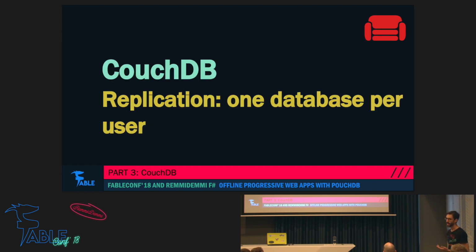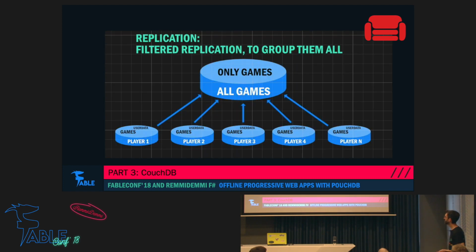And we can even have this model of one database per user. So since databases are very cheap in CouchDB, they are saying that, oh, you can have one database per user. So I never tried with 10 millions of users, but still, the protocol is made to handle this kind of situation.